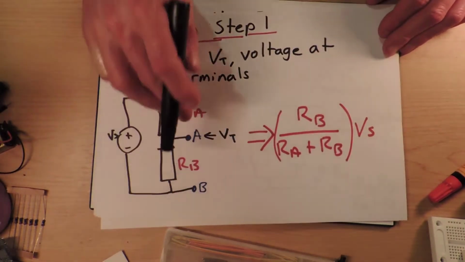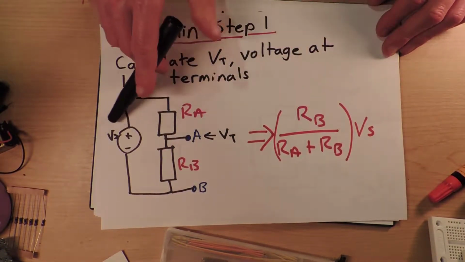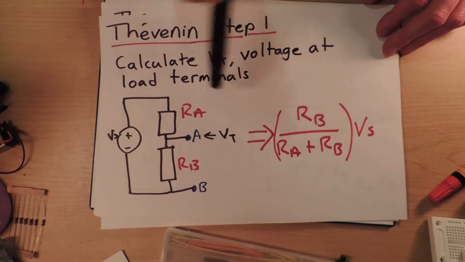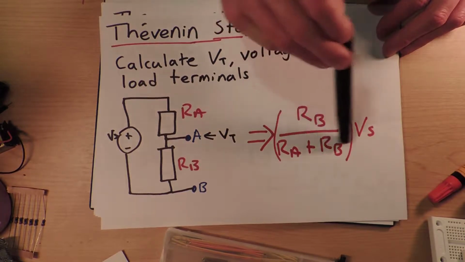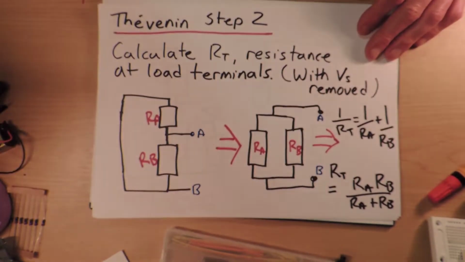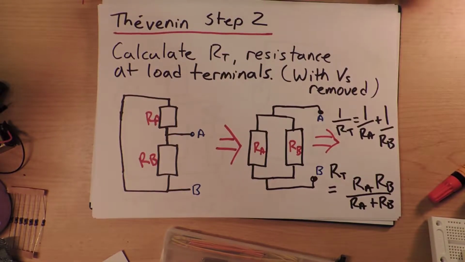So that's how we can work out what that is. So we know that the Thevenin voltage is going to be worked out with this equation here. I feel like I didn't explain that too well, but that's okay.